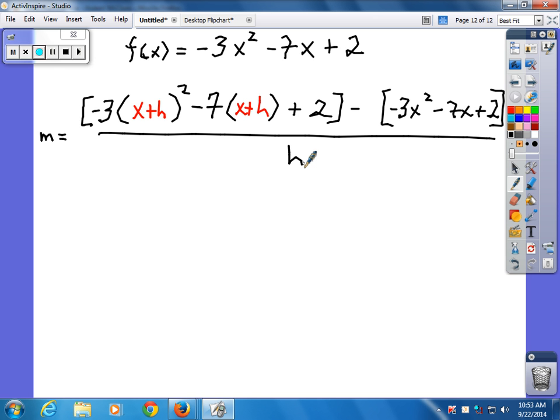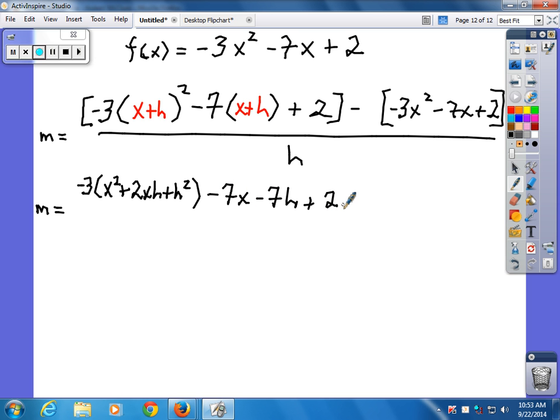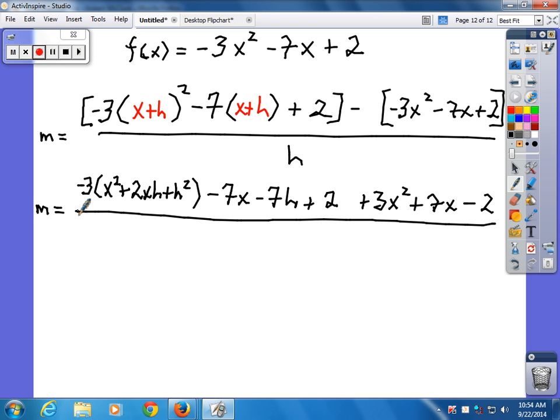Be careful here, because this is where you're going to mess up, right here. Here and here. That's where students mess up. M is equal to negative 3 x squared plus 2xh plus h squared minus 7x minus 7h plus 2 plus 3x squared plus 7x minus 2 all over h.